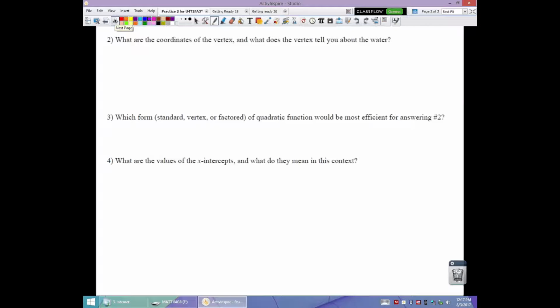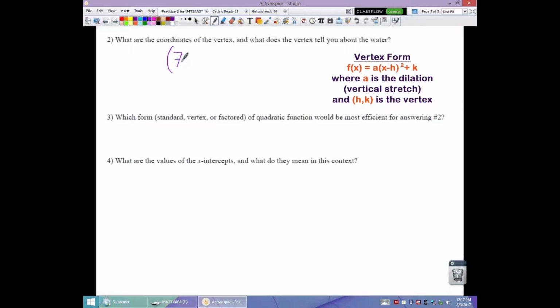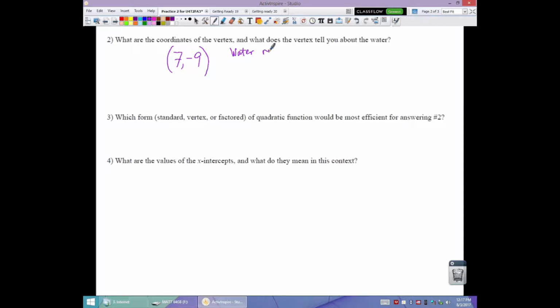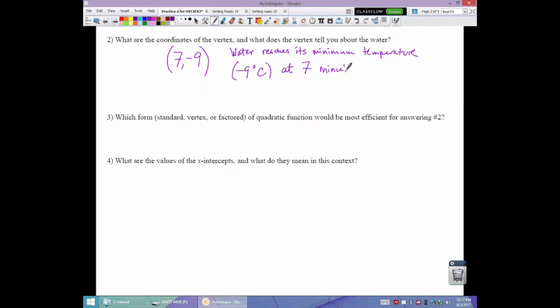So what are the coordinates of the vertex, and what does it tell me about the water? So the vertex was at the point 7, -9. So coordinates of the vertex, 7, -9. And what it tells me about the water is the water reaches its minimum or lowest temperature, which was -9 degrees Celsius, at 7, now were these minutes? Minutes. At 7 minutes. Which form was best for answering that? Of course, vertex form.